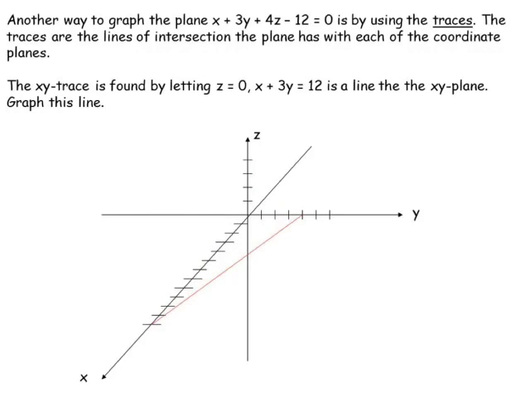Another way we can graph these planes is to actually find the traces themselves. So for example, to start off, this is the same plane. Here, if we let z equal 0, we get the line x plus 3y equals 12. So we can use our knowledge of graphing lines in a two-dimensional plane to graph the line x plus 3y equals 12. Okay, so we know that the x-intercept's 12, the y-intercept's 4, and we can connect those two.